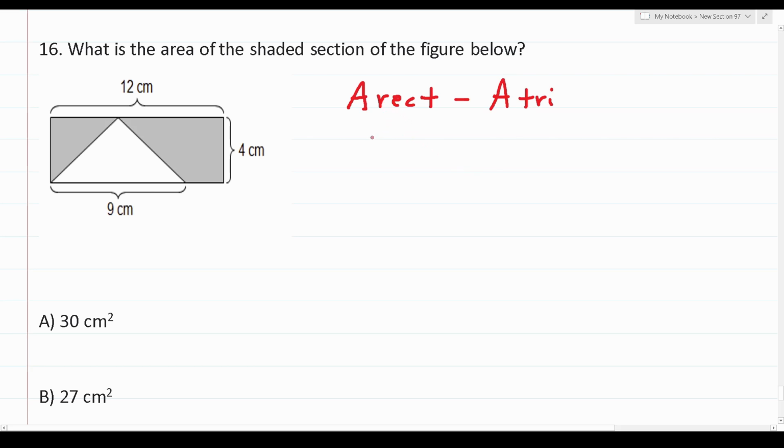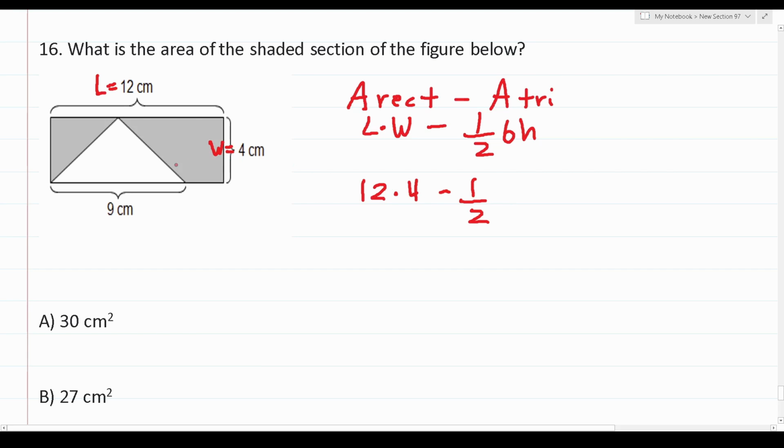Well, how do you find the area of a rectangle? That's always length times width. And how do you find the area of a triangle? Again, that's 1/2 base times height. Well, let's start identifying those things and plugging them in accordingly. The length of this rectangle is right here. It's 12, so this becomes 12. And its width is right here. It's 4. 12 times 4 minus 1/2.